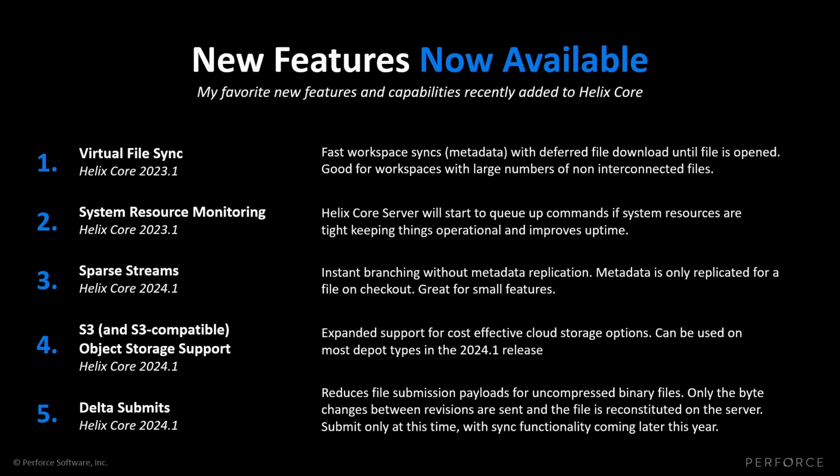Number 4 is S3 and S3 compatible object storage support. So in 23.1, we put this in place for archive depots. So if you had projects that you were done with and you wanted to kind of save on your cloud storage, you could take archives and move them over to S3 buckets or even Glacier buckets and still have them represented in Helix Core. With the latest release, we've expanded that out to every depot type.